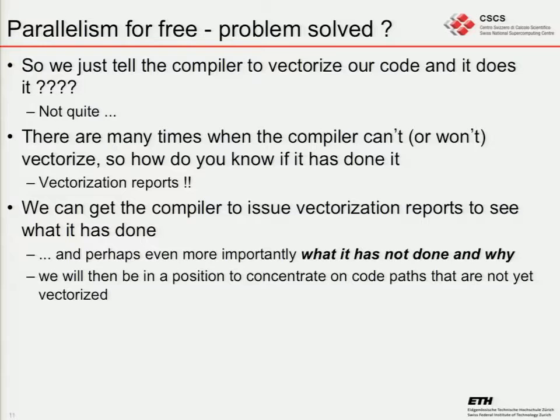So what we can do is get the compiler to issue vectorization reports and see what it's done. Much more importantly than what it has done is what it hasn't done. If it's vectorized something, great, that's what we wanted it to do. If it hasn't vectorized something, we want to know about it and want to know why, and can we fix it? Then we can concentrate on those code paths that are not yet vectorized, as long as they're the ones, of course, that actually take some time in our code. It's like anything to do with parallelism or optimization. You don't waste your time on something that you never call.